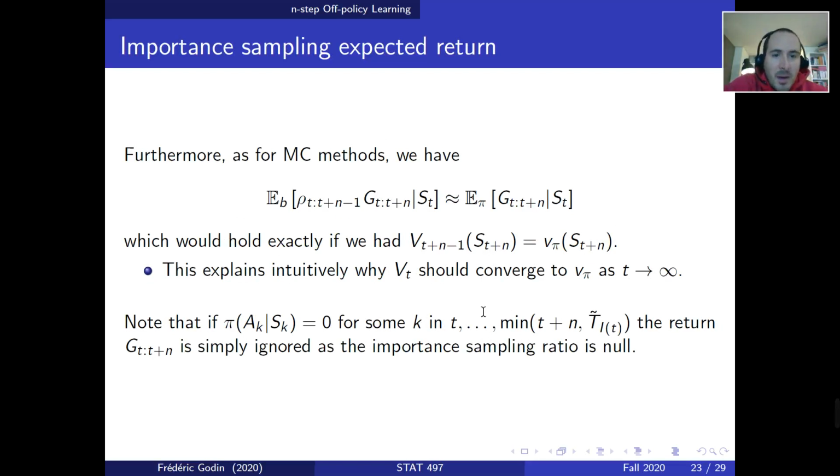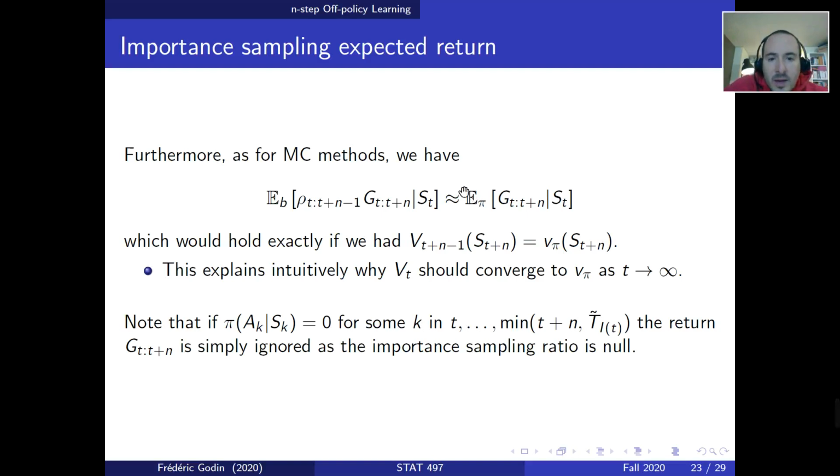As for Monte Carlo methods, we have to recall the fact which justifies the previous algorithm: the expected value, when simulating an episode under policy b, of the importance sampling ratio times the return is approximately equal to the expected return which we would like to calculate under the target policy pi, the policy for which we're interested in determining the value function. Now for Monte Carlo, this was exact. It wasn't approximate, it was exactly equal.